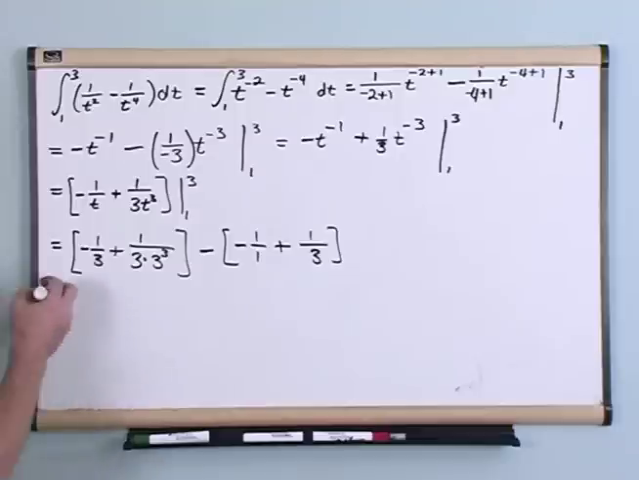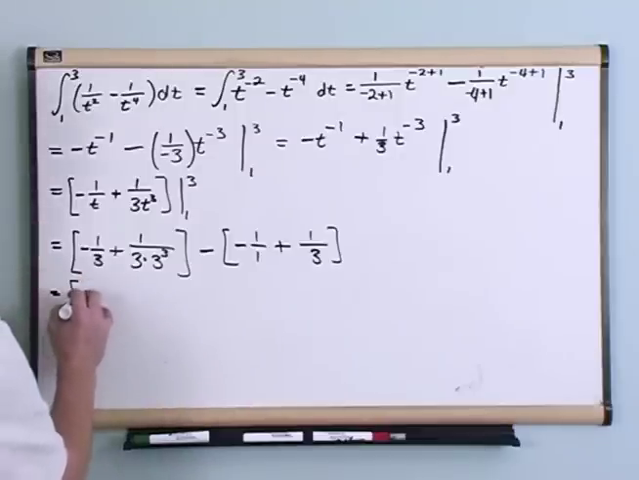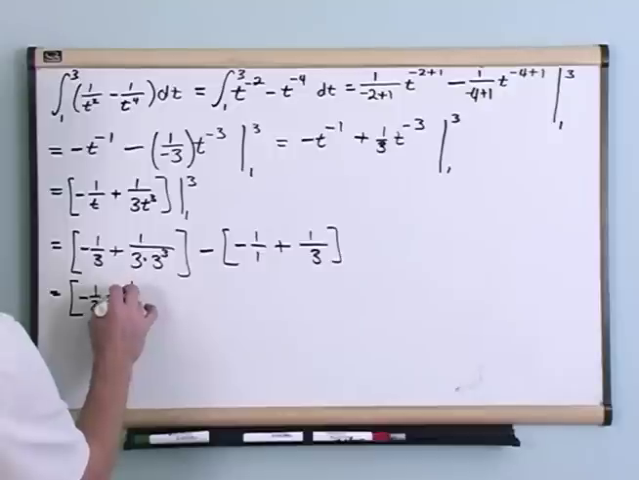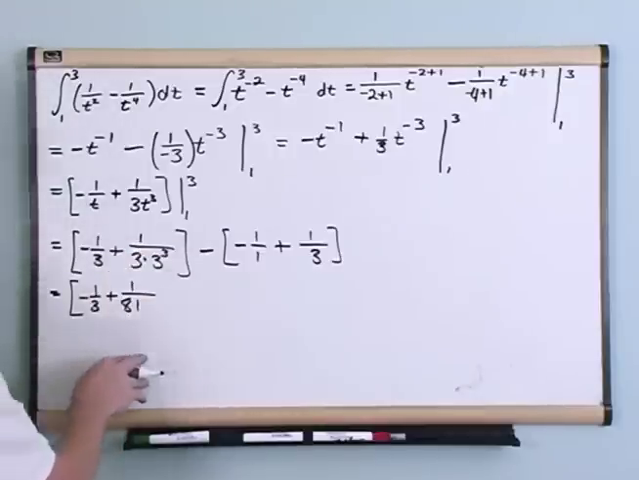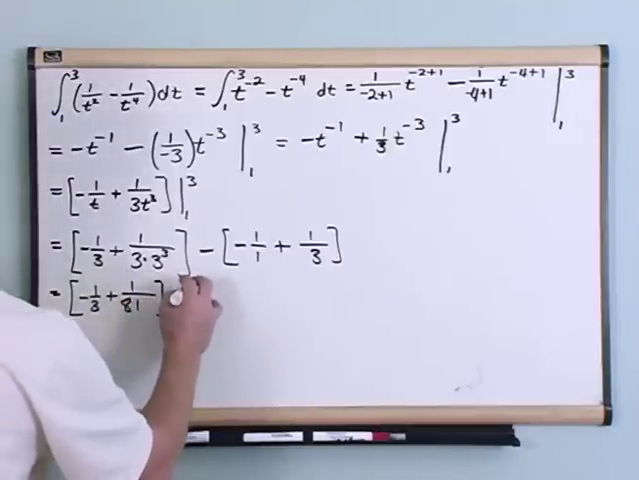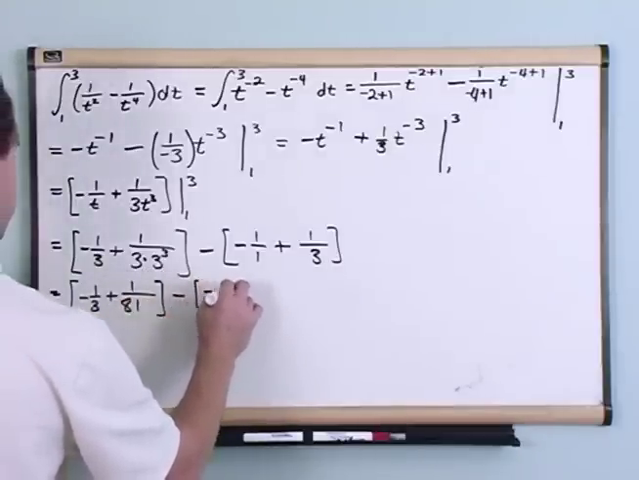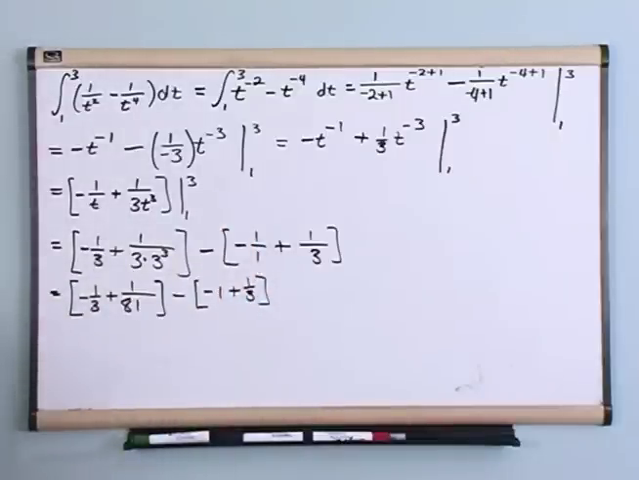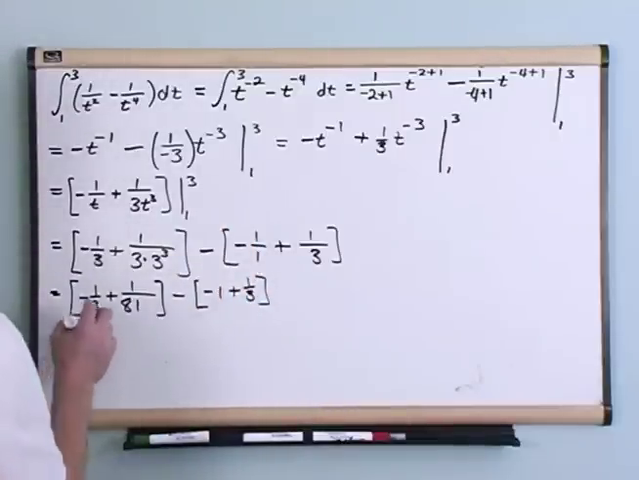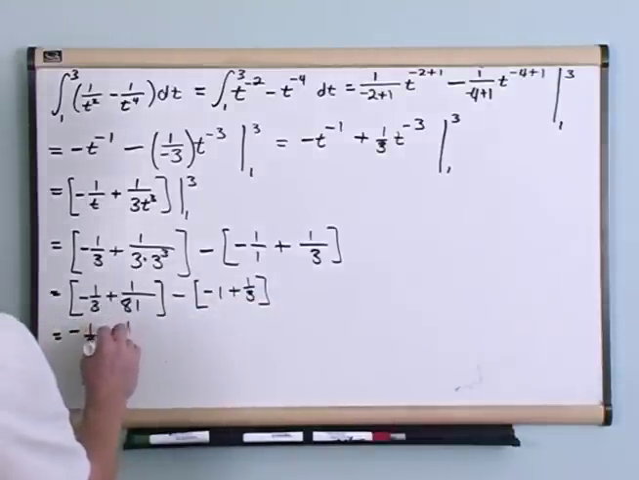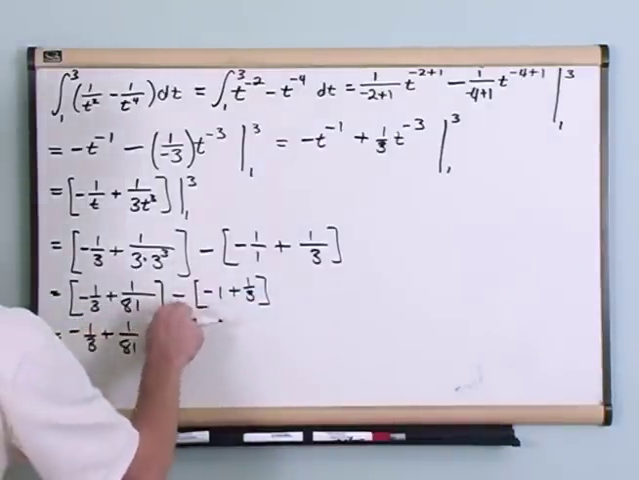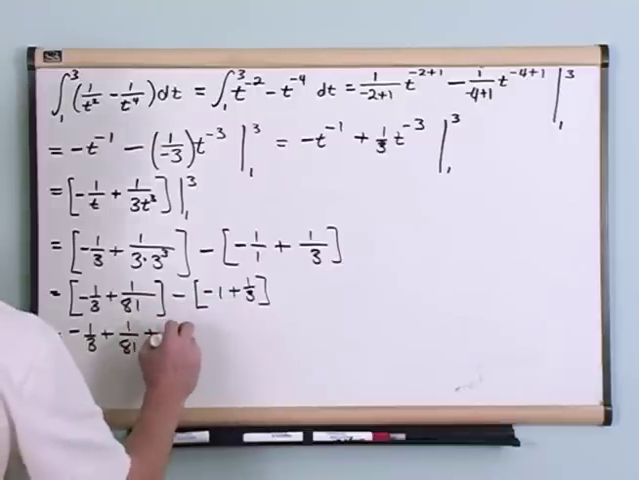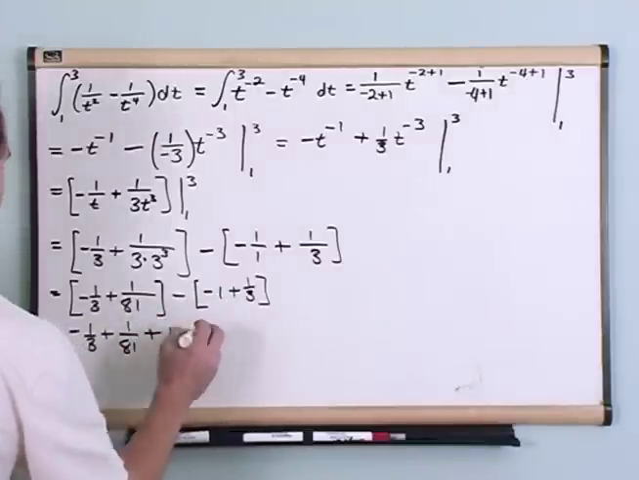Okay, so over here, what I'm going to have is negative 1/3 plus 1 over, and if you put that in your calculator, 3 times 3 to the 3rd, you'll get an 81 out of that, minus negative 1 plus 1/3. That's 1 over 1 is 1, so I just left it like this. And then to keep on going, to expand all this out, what you'll have is negative 1/3 plus 1 over 81. And then distributing this negative 1, you'll have plus a 1, and then minus 1/3.